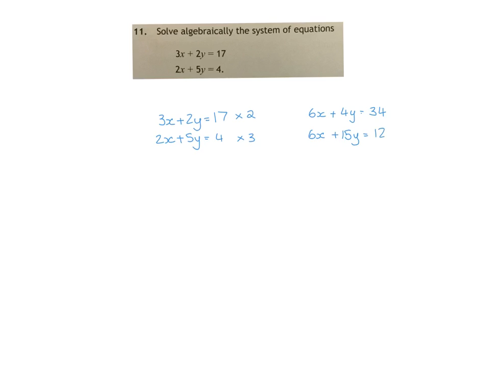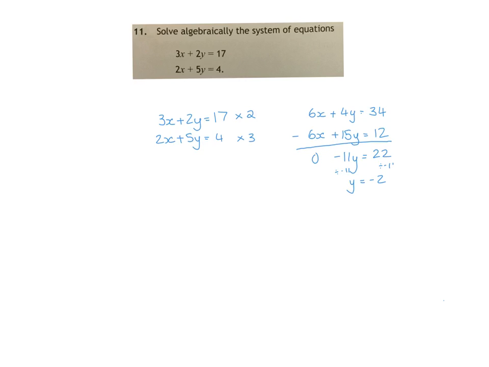is equal to 12. So we need to subtract our equations to get rid of our 6x's, so we get 0. If we've got 4y take away 15y, that gives us minus 11y. And if we take these away, we've got 34 take away 12, we're going to end up with 22. So we're going to have y equals minus 2, because we've divided both sides by negative 11.